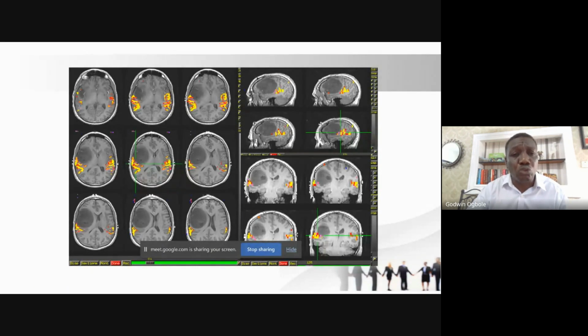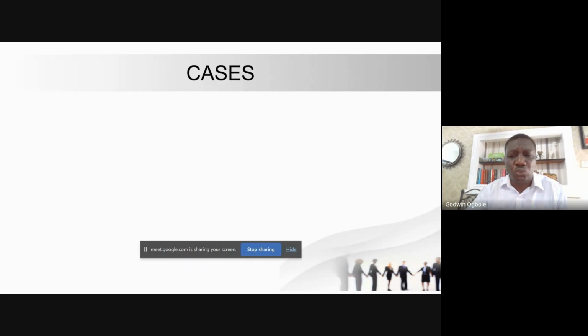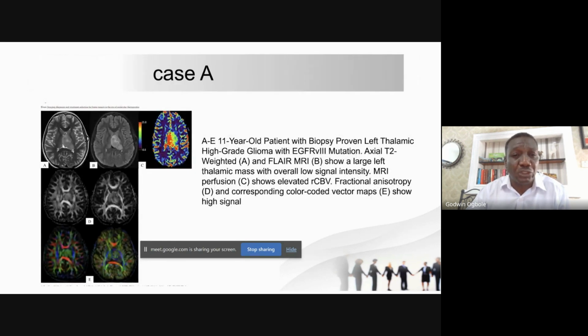So these are tumors and how they affect certain functions. The lighted areas are areas where a patient is given a task, and you see the relation of that task being affected by a tumor. I just want us to look at cases. I know I've run through several cases because I don't want to take too much of our time, but these are just some cases to show you how advanced techniques can be used to help us in demonstrating or characterizing tumors.